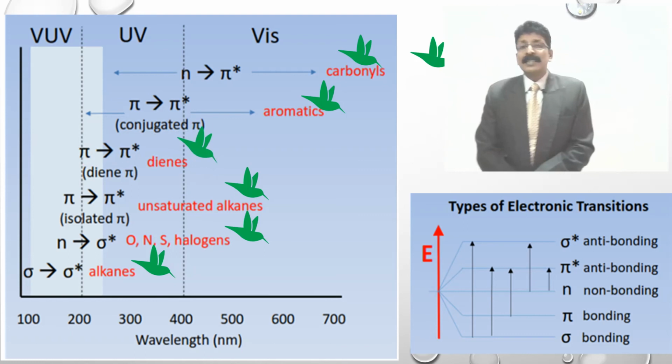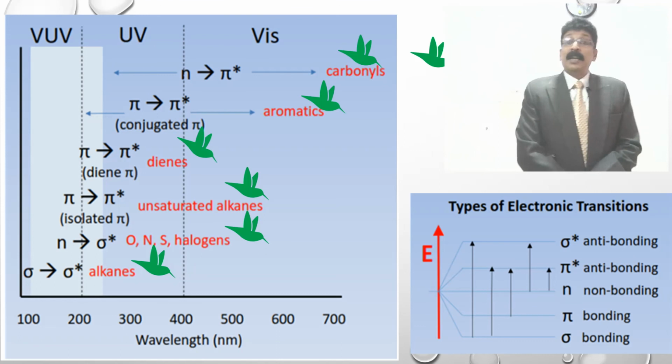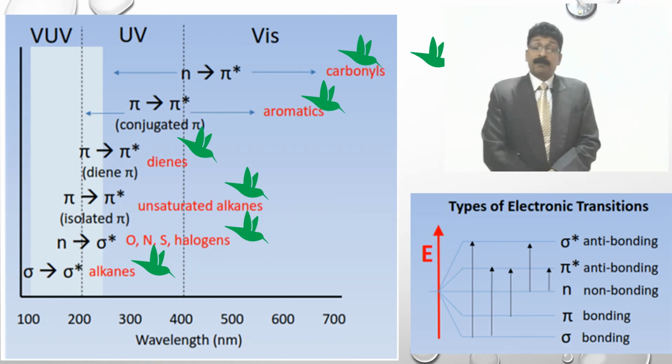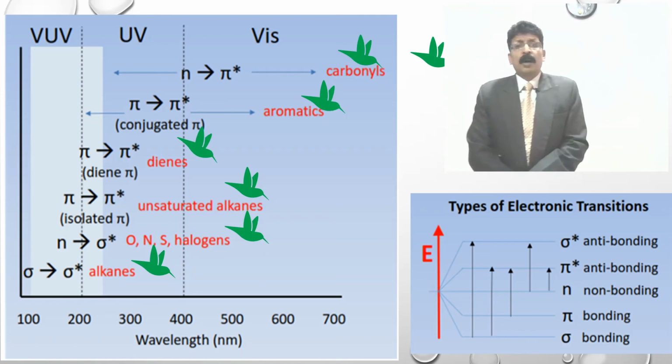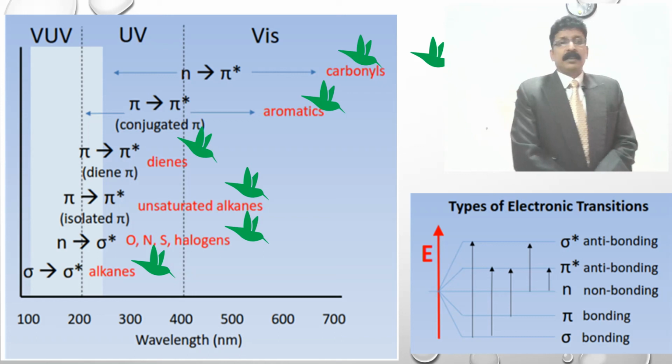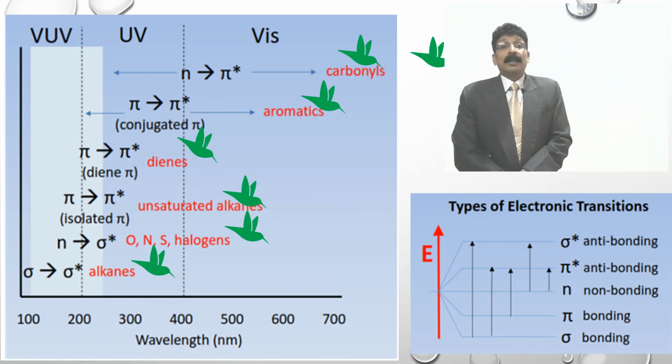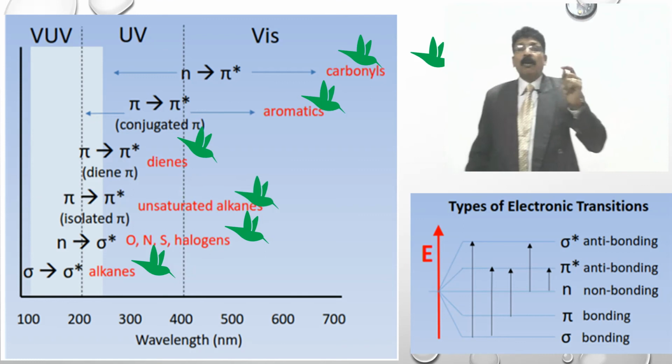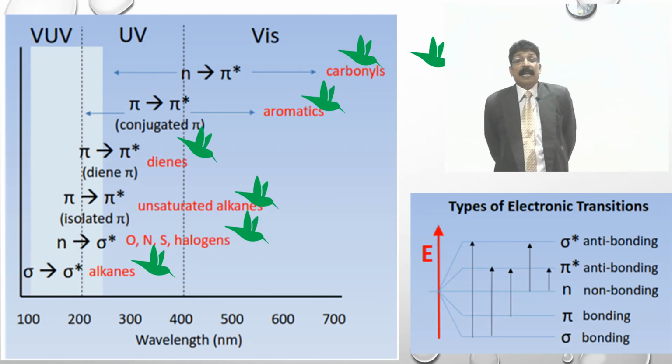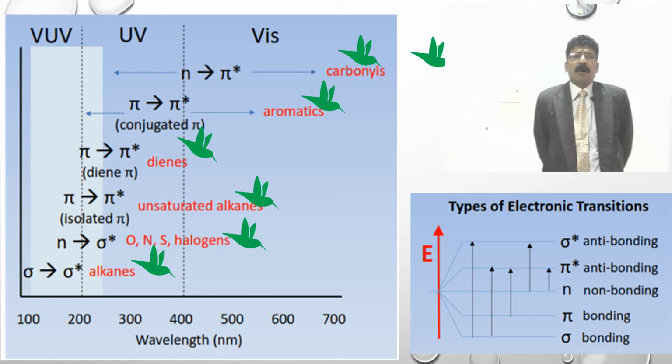Dienes, there are many dienes, allyl compounds like dimethylallyl pyrophosphate, dienes, pi to pi star. Unsaturated alkenes like ethene and propene, they also undergo pi to pi star transition. If there is the presence of hetero compounds like nitrogen, oxygen, sulfur or halogens, chlorine, bromine, iodine, which can give a lone pair of electrons, then n to sigma star transition. If there is only a single bond, then sigma to sigma star transition.